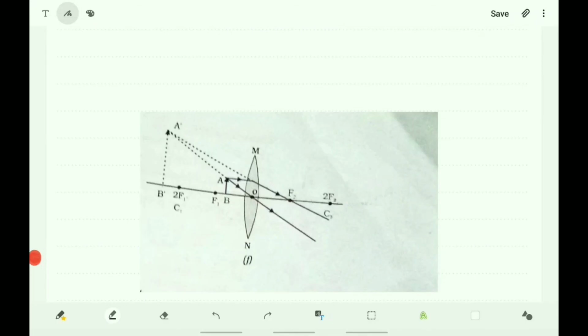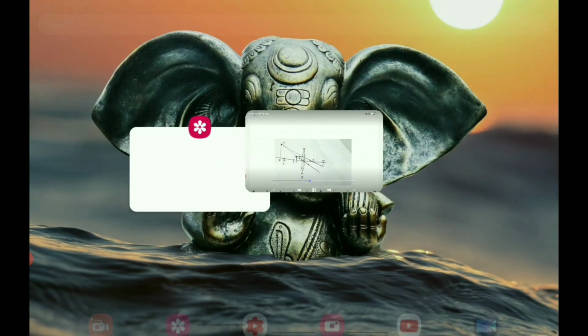When the object is between O and f1, that is between the principal focus and the optical center, the image forms on the same side as the object, that is behind the object.